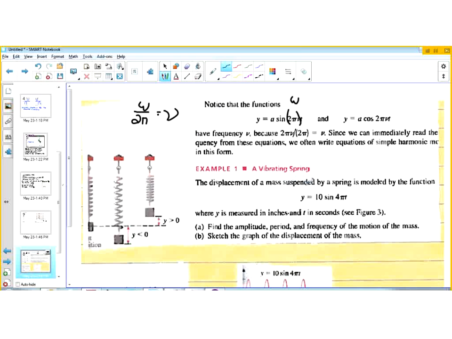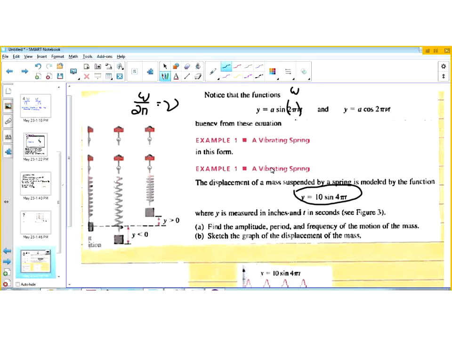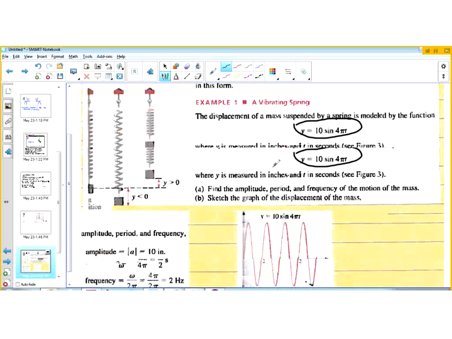All right, so a vibrating string example. The displacement of a mass suspended by a spring is modeled by this function right here, where y is measured in inches and t is in seconds. So we want to find the amplitude, period, and frequency of the motion of the mass.